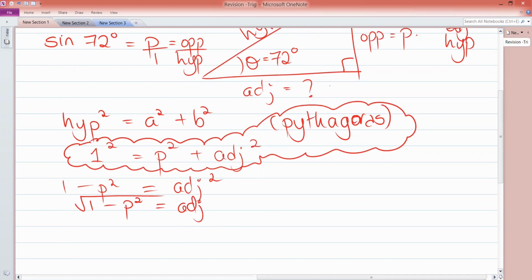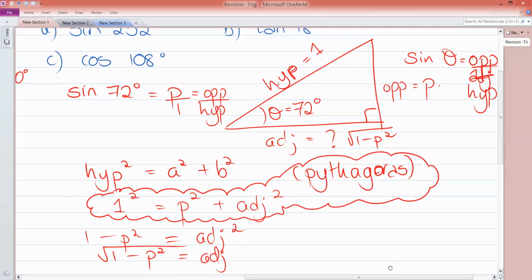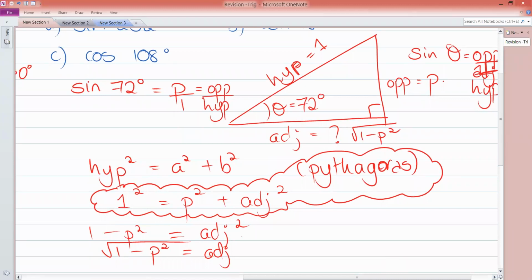Okay, so we can go and plop this in there like that: the square root of 1 minus p squared. So you get a mark for showing that the adjacent side is the square root of 1 minus p squared, and your reason. So this could be 1 or 2 marks just for doing that.